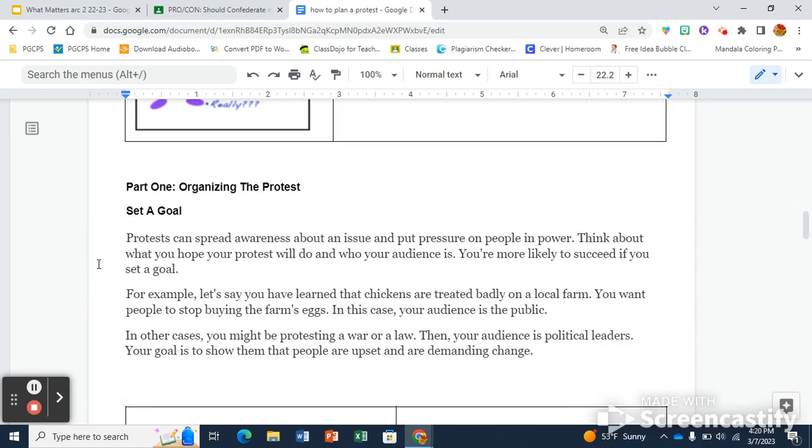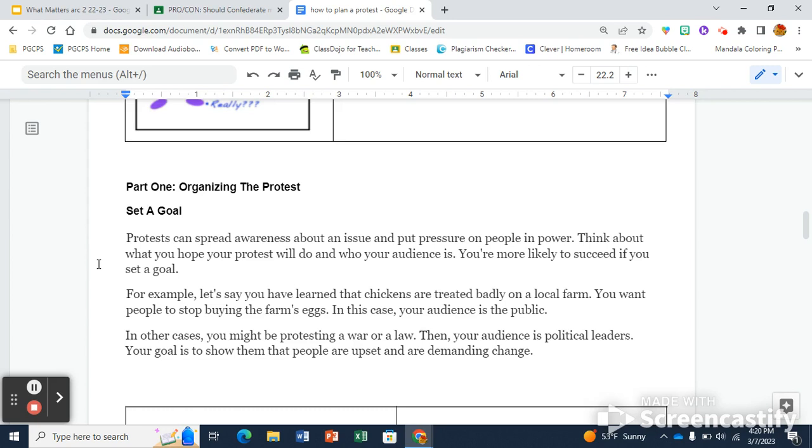Part 1. Organizing the protest. Set a goal. Protests can spread awareness about an issue and put pressure on people in power. Think about what you hope your protest will do and who your audience is. You're more likely to succeed if you set a goal. For example, let's say you have learned that chickens are treated badly on a local farm. You want people to stop buying the farm's eggs.